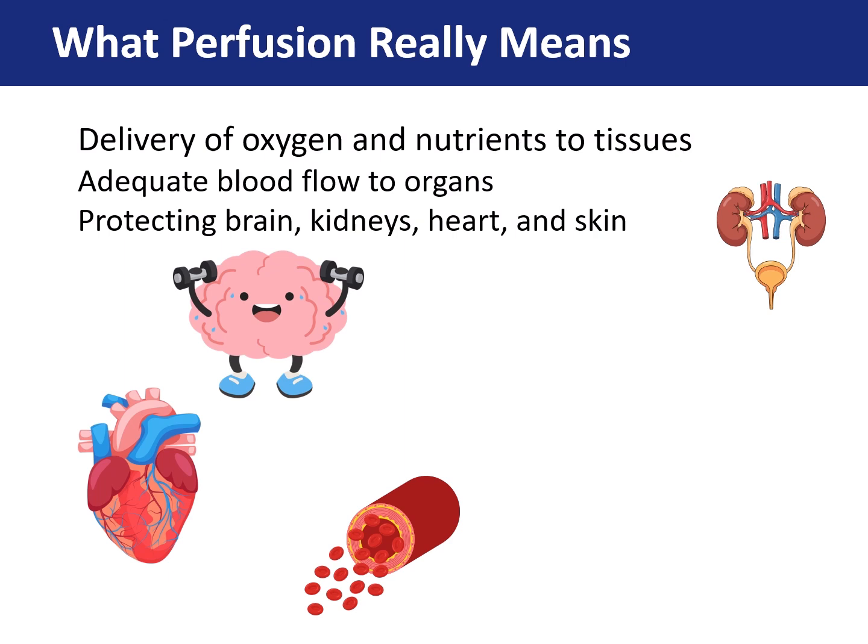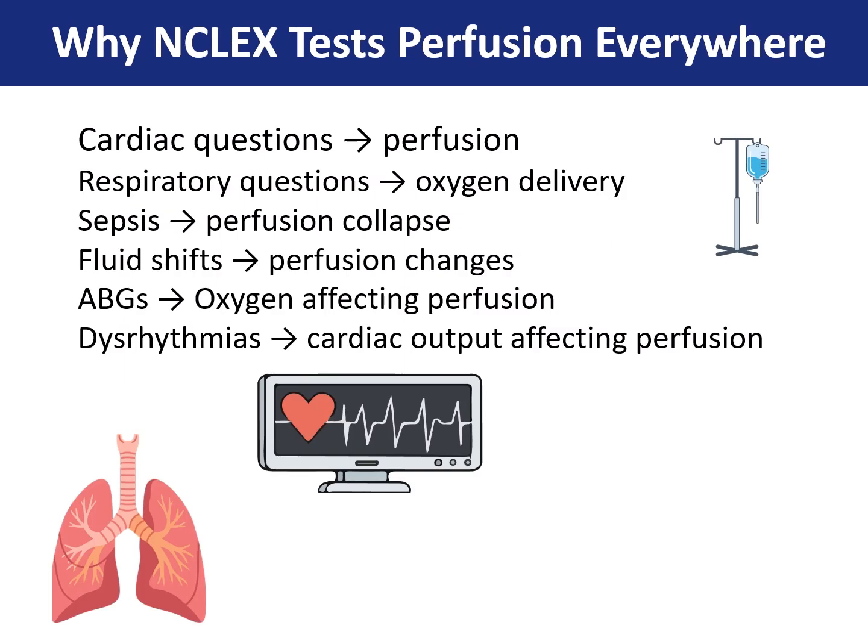I want you to realize that every major NCLEX topic connects to perfusion. And this is what I mean. Think about it. Cardiac questions relate to perfusion. Respiratory questions relate to oxygen delivery. Sepsis is perfusion collapse. Fluid questions are about volume affecting perfusion. ABGs look at oxygen affecting perfusion. And dysrhythmias is where the cardiac output affects perfusion.